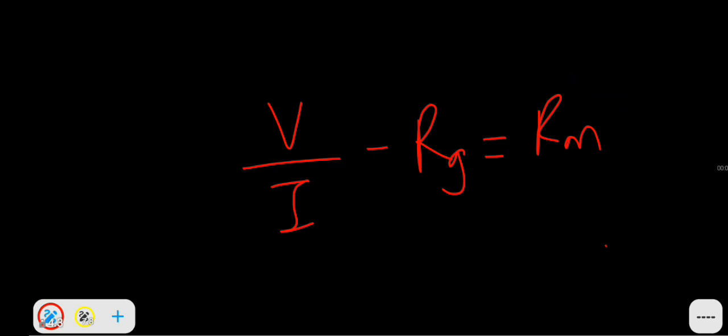Don't forget that to convert a galvanometer to a voltmeter, you connect a high resistance multiplier, or a high resistor, a resistor that has a very high resistance. Connect it in series with it, in series. For ammeter, it will be in parallel.